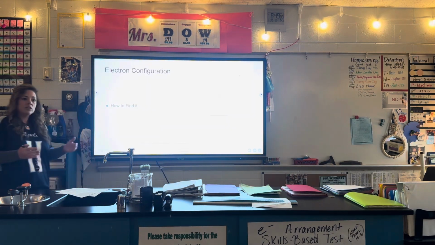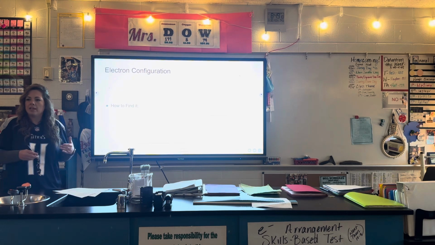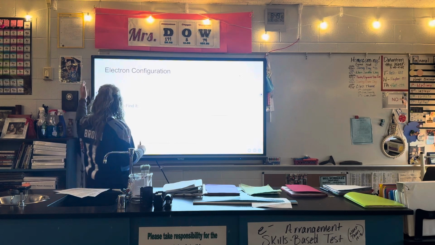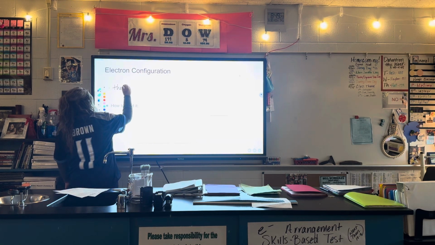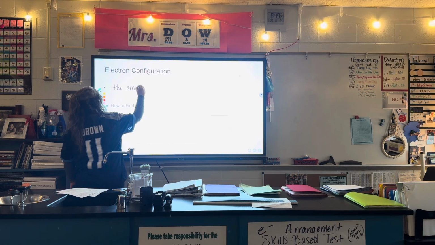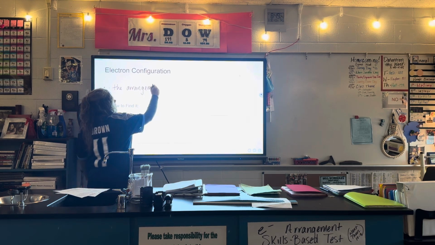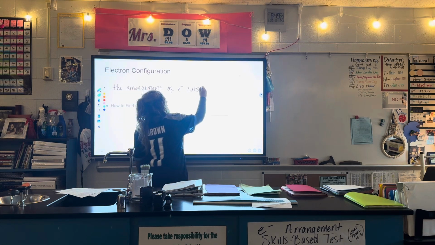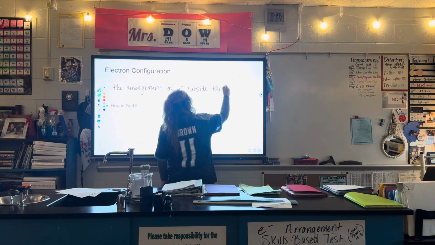All right, so electron configuration. It's exactly what the name is. It's the configuration of the electrons outside the nucleus. So electron configuration is the arrangement of electrons outside the nucleus.